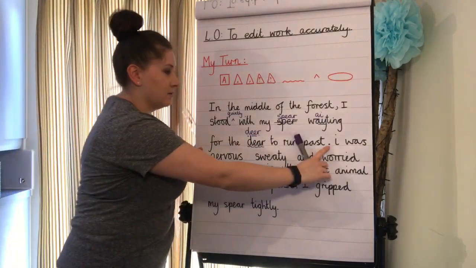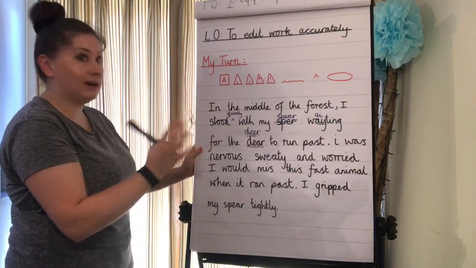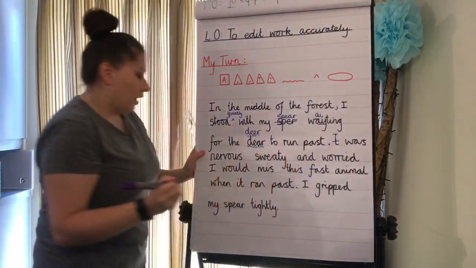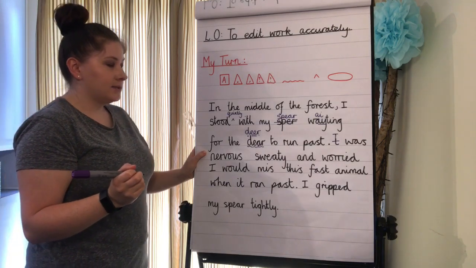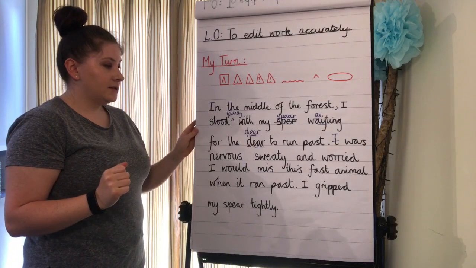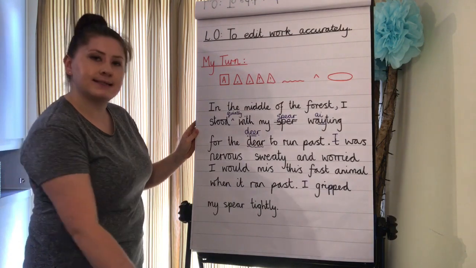Now I've ended my sentence with a full stop, so I must know if I've got a full stop. I start with a capital letter. Oh, I haven't. I was nervous, sweaty and worried I would miss this fast animal when it ran past. Let me read it again. I was nervous, sweaty and worried I would miss this fast animal when it ran past.